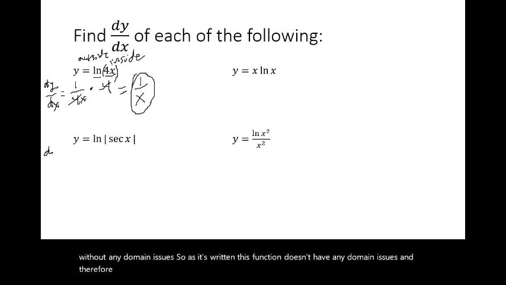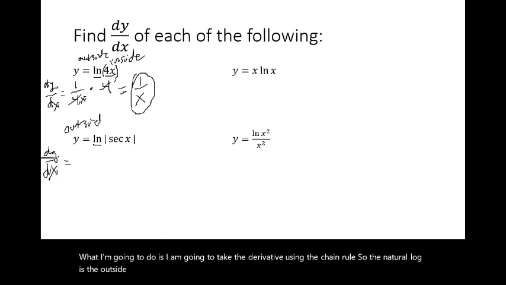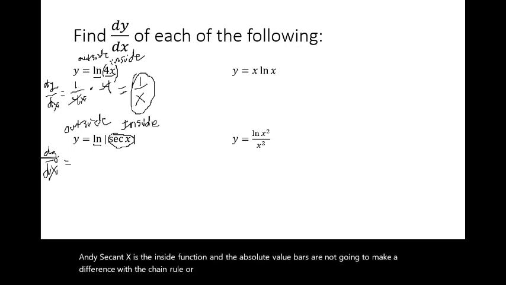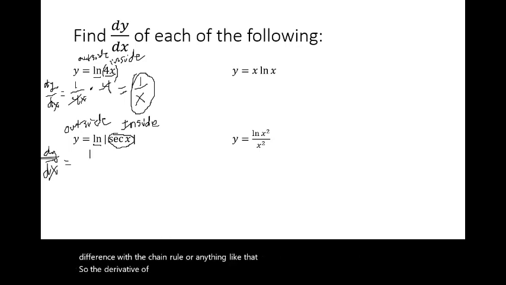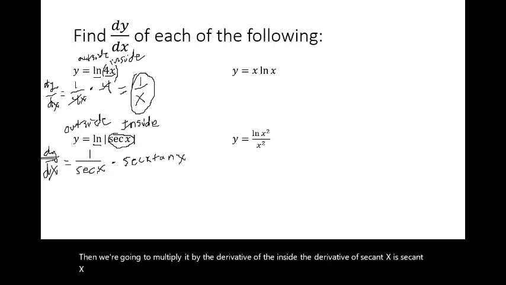So I am going to take the derivative using the chain rule. The natural log is the outside function and the secant x is the inside function. The absolute value bars are not going to make a difference with the chain rule. So the derivative of the outside function is going to be 1 over the inside left alone. Then we're going to multiply it by the derivative of the inside. The derivative of secant x is secant x tan x.